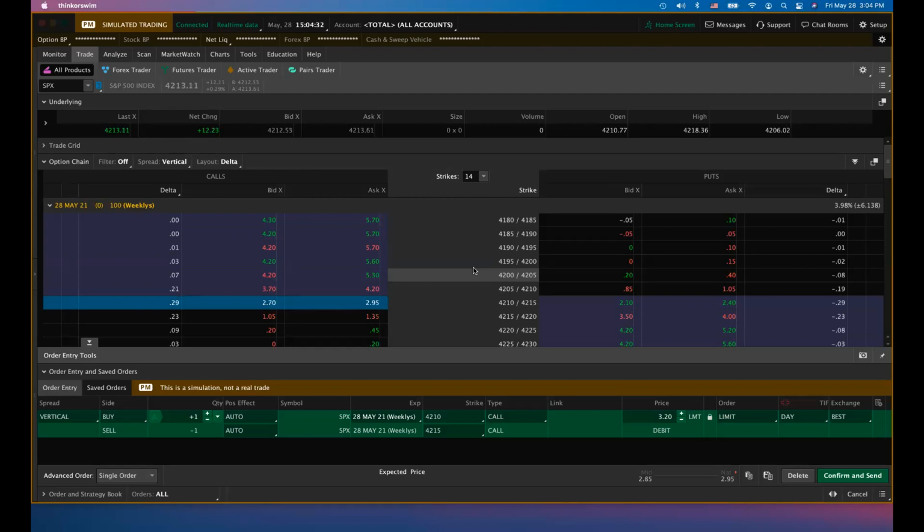What symbol was that? SQ. SQ. All right.